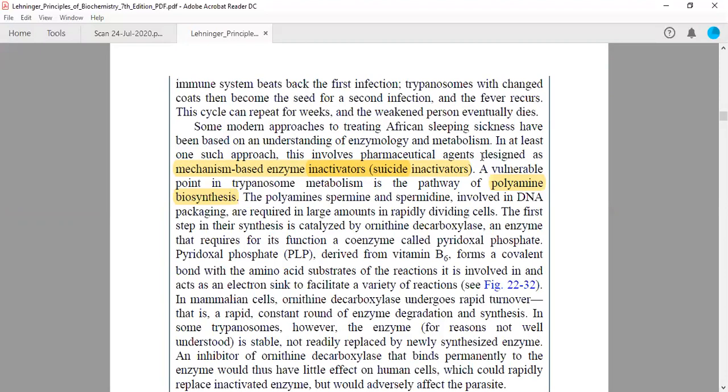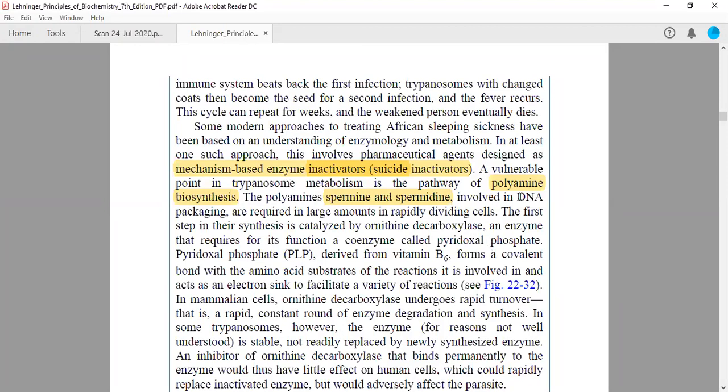Because these need to synthesize some polyamines. And in polyamine biosynthesis, they use spermine and spermidine, which are involved in DNA packaging, just like histones in higher eukaryotes. So these polyamines, for example spermine and spermidine, are used in single cell organisms, or in trypanosomes, which are the causative agent of African sleeping sickness or trypanosomiasis. In some competitive examinations, you can get a direct question: trypanosomiasis is a disease due to which pathogen? It is generally due to single cell eukaryotes, and the disease is called trypanosomiasis.